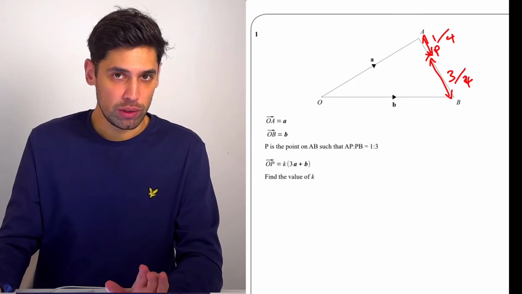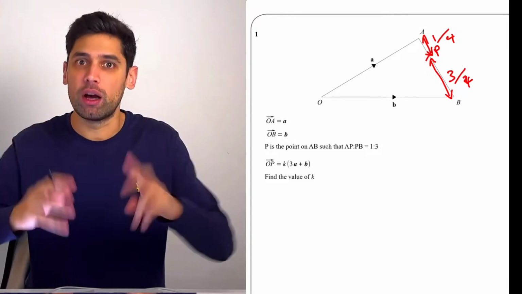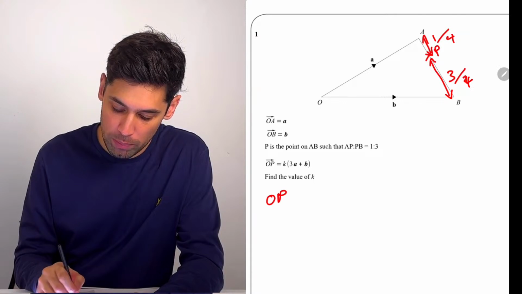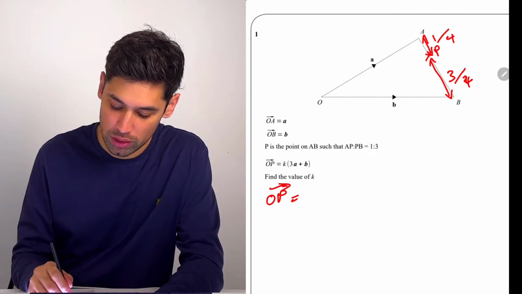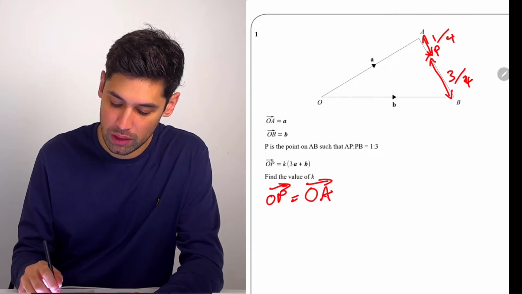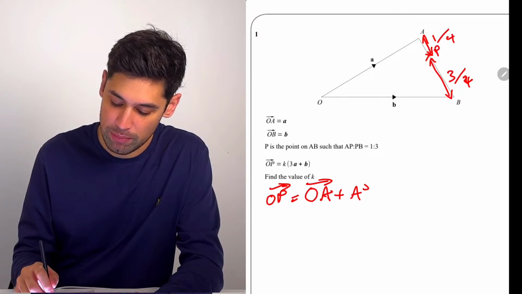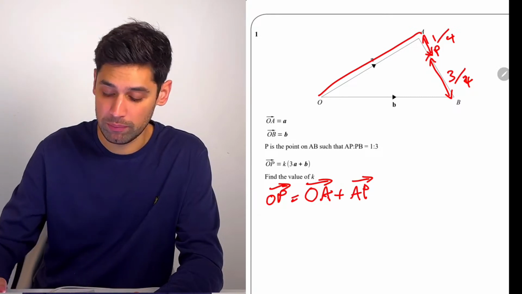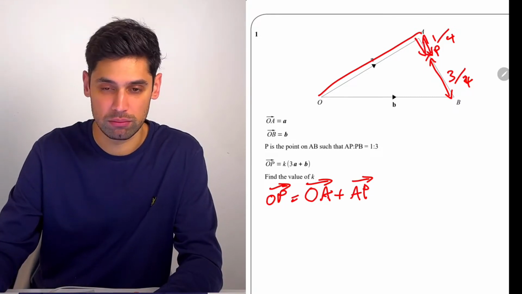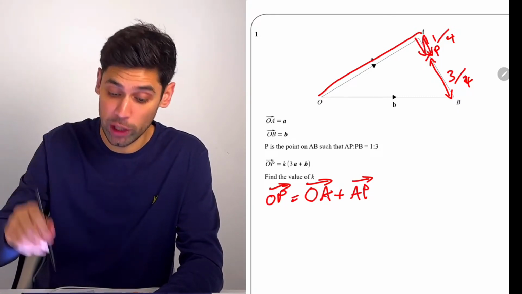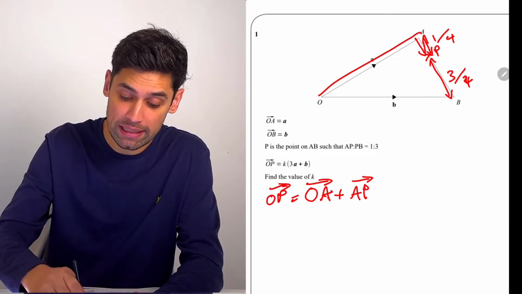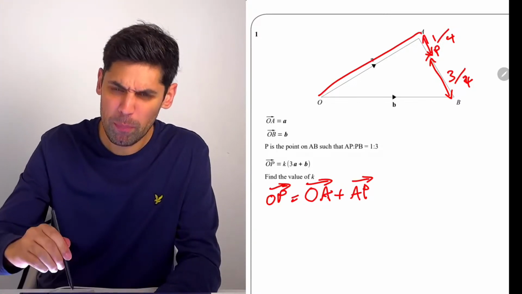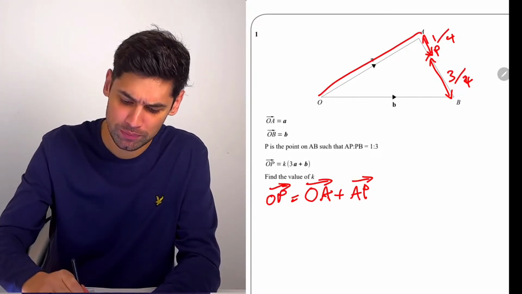So the first thing I like to do with this is define our journey of how we're getting from O to P. So the way I would write this is OP equals OA plus AP. That's because we're going to go from O to A up there, and then we're going to go from A to P that way. That's our journey that we're going to go on. We could quite easily go from O to B, then B to P. Absolutely, if that's what you want to do. But I want to do it my way, all right?